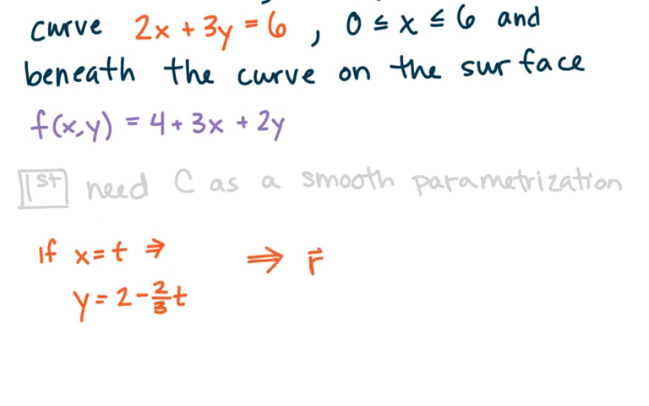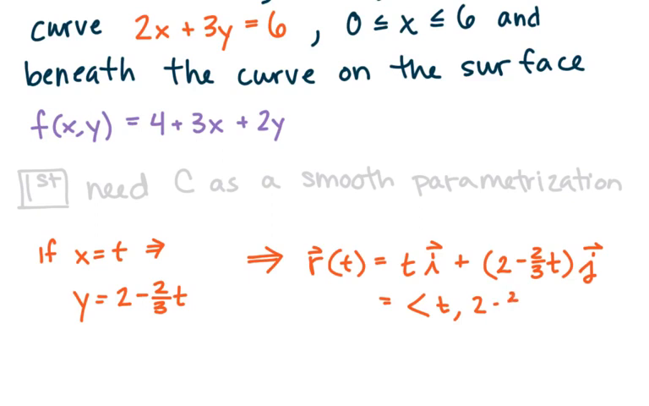And then C can be written as r of t equals t i plus (2 minus 2/3 t) j. Or you could even write it as <t, 2 minus 2/3 t>. And since x is equal to t, t is defined still from 0 to 6.